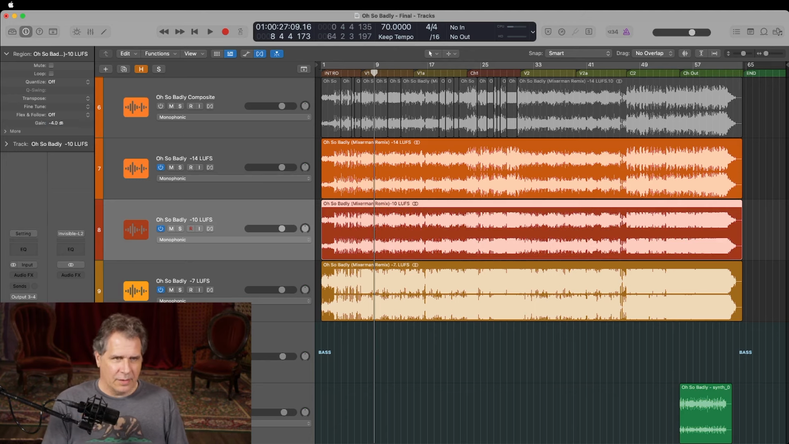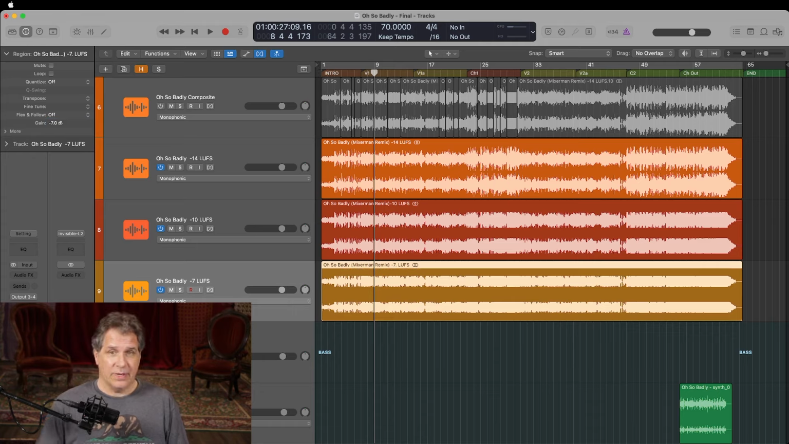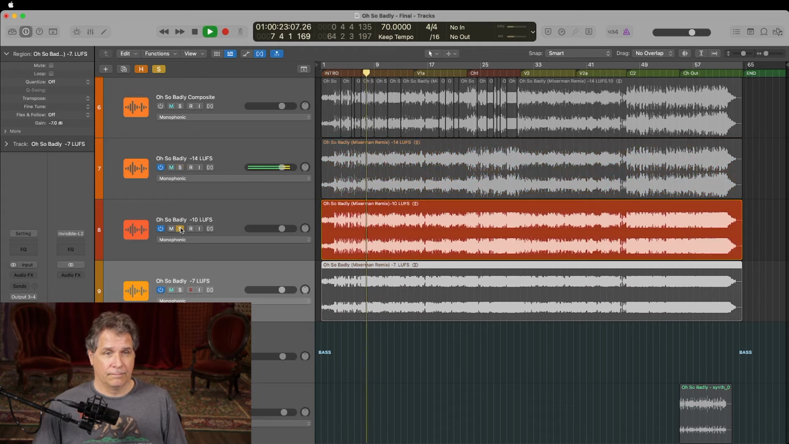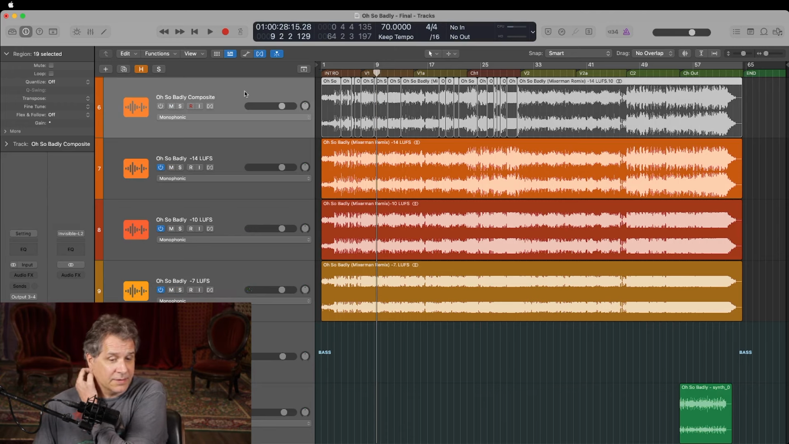All right, so what I did was I level matched all these mixes. At the file level, which is what these adjustments are at, I brought the minus 10 LUFS one down 4 dB, and the minus 7 LUFS down 7 dB. And if I switch between them again, you can hear that they're level matched and they sound very close to the same level.